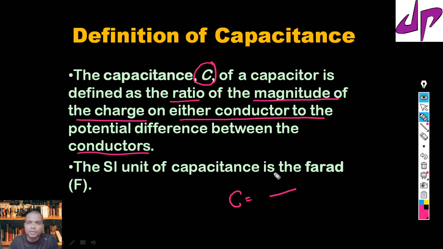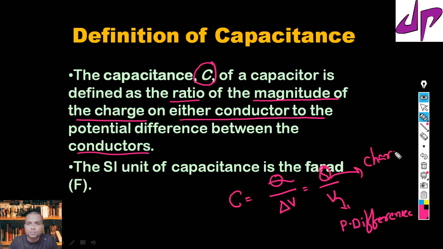What do we need to divide? We divide the charge on either plate, which I can take as Q, by the potential difference, which I can write as delta V, or simply the formula C = Q/V. Here V is the potential difference between the two plates and Q is the amount of charge. This ratio we define as capacitance.